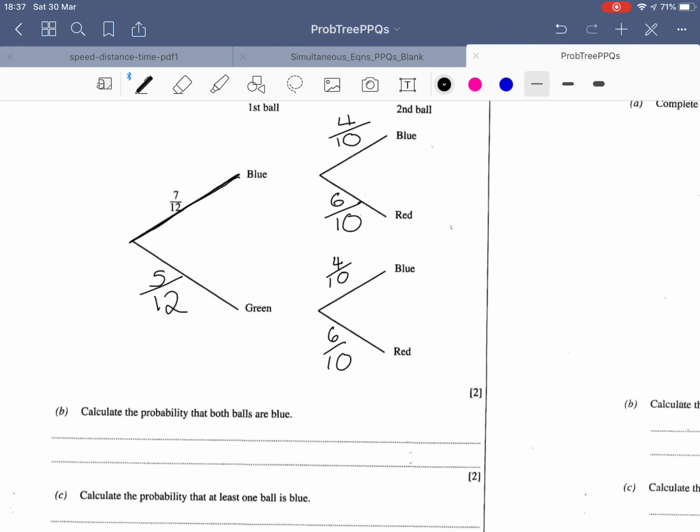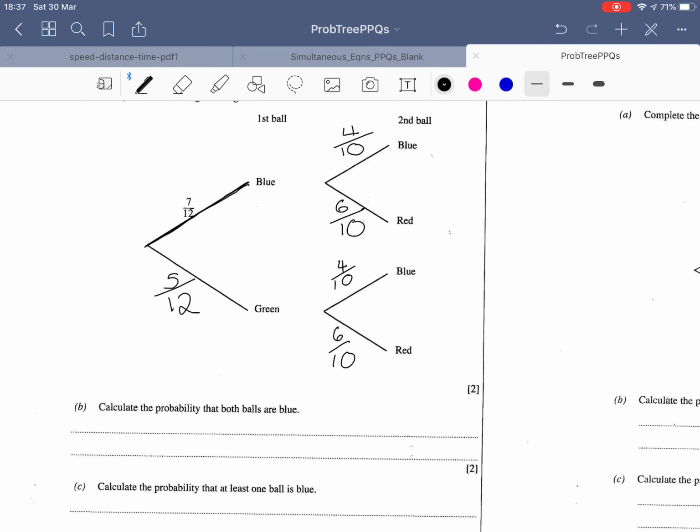Okay, so second bit. Calculate the probability that both balls are blue. So this means you want a blue and a blue. That means you need to times. So when we go across, we want a blue and a blue. So we need to do 7 out of 12 times 4 out of 10. When we are timesing fractions, we can just times the tops and the bottoms. So 4 times 7, which is 28, and 12 times 10, which is 120.